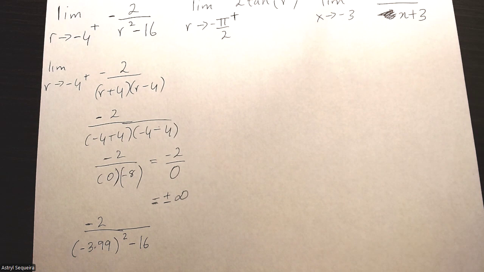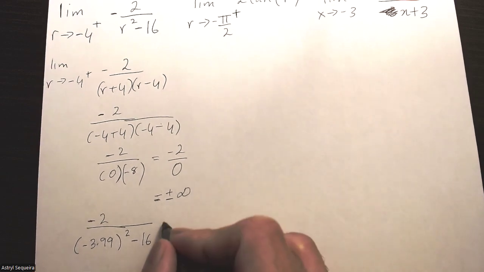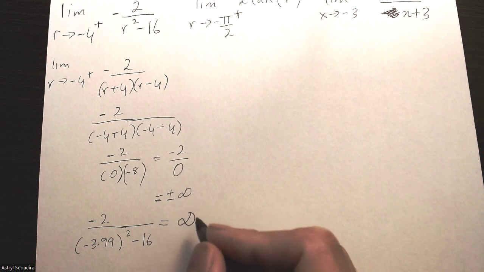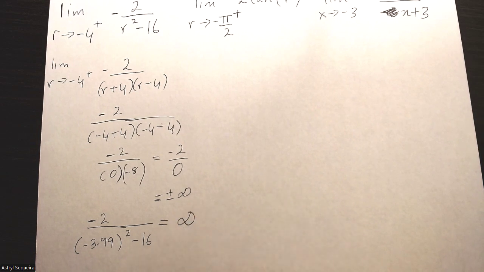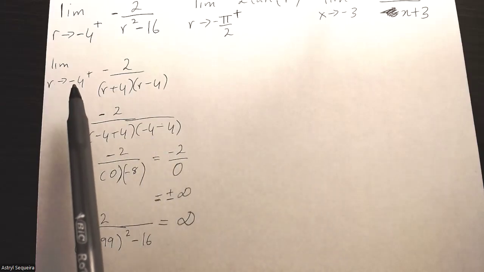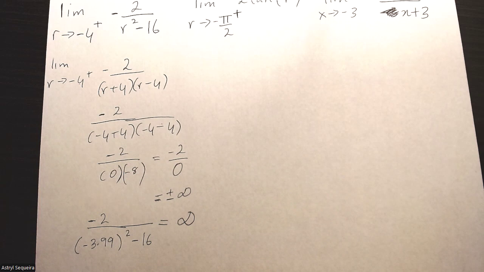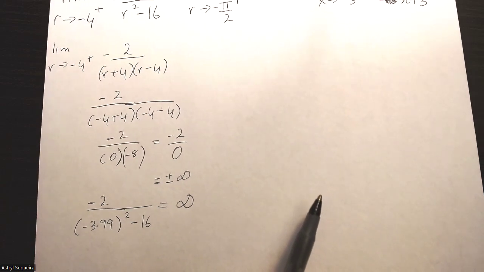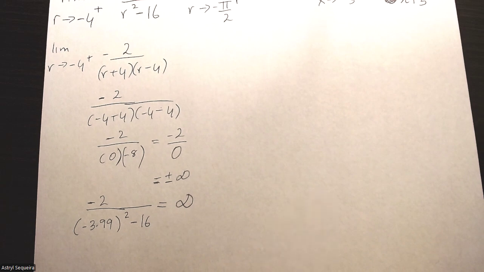And I get positive 25, which means that my solution is positive infinity because it can either be positive or negative infinity. So I know that as I'm approaching -4 from the positive side, my graph is approaching positive infinity.